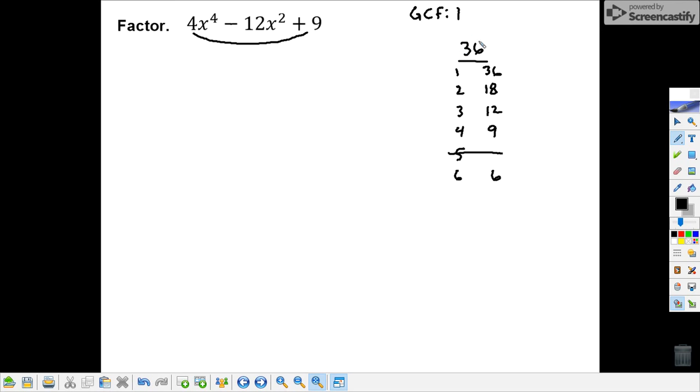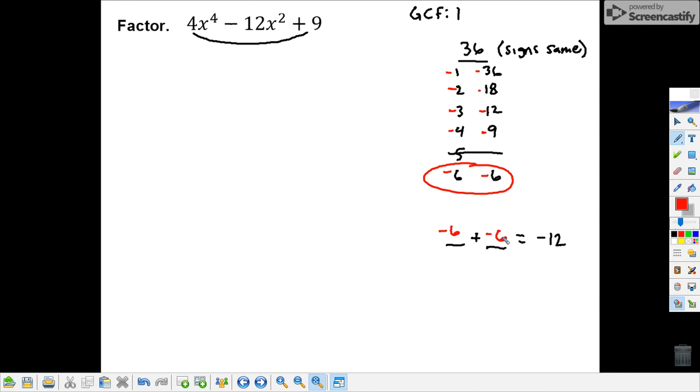Okay. Now remember, since this is a positive 36, that means our signs are going to be the same. So that means they both have to be positive or both need to be negative. In the end, we need both of the factors to add up to a negative 12. So for that reason, that means all of our numbers need to be negative. So if you go through the list, the only 2 factors that would add up to negative 12 would be the negative 6 and the negative 6.